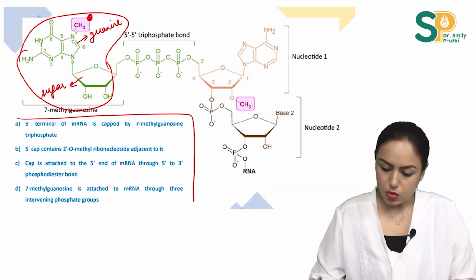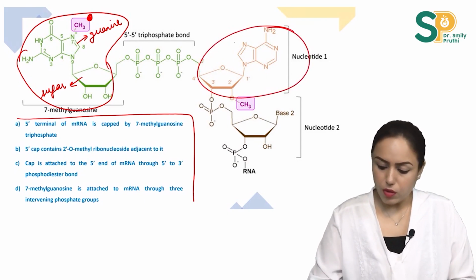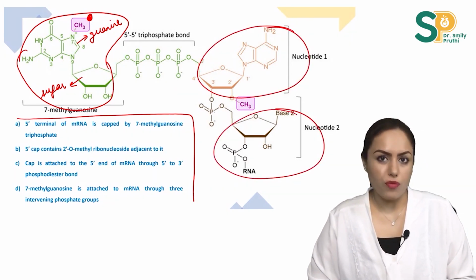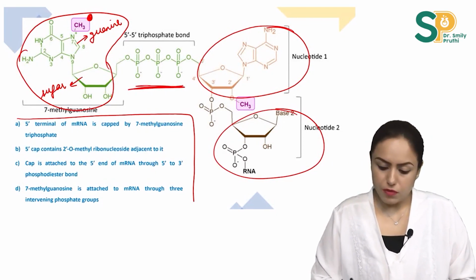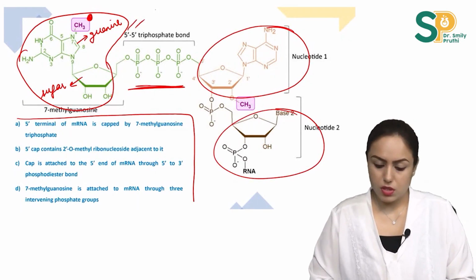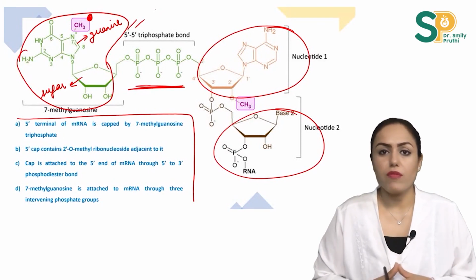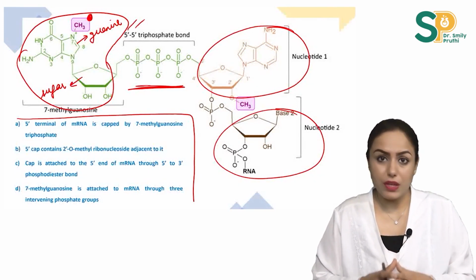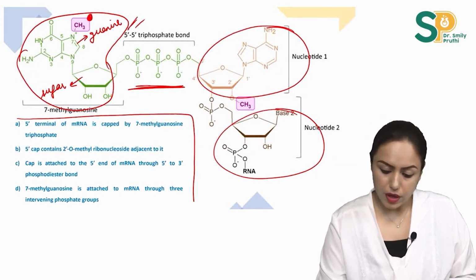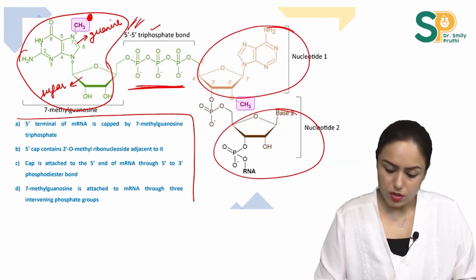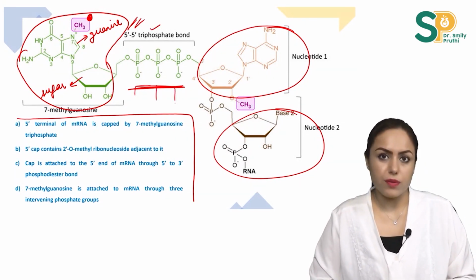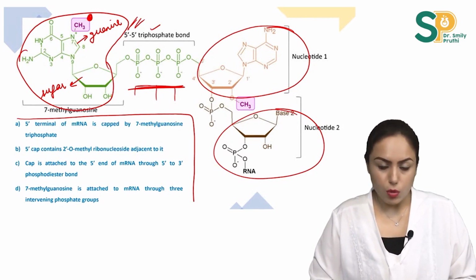Okay. Now this is nucleotide 1 of mRNA. This is nucleotide 2 of mRNA. So what is the bond between them? This is 5', 5'. Usually we have 3', 5' linkages. But here be careful. This is a 5', 5' triphosphate bond. There are 3 phosphates involved here. So now let's read all the options.